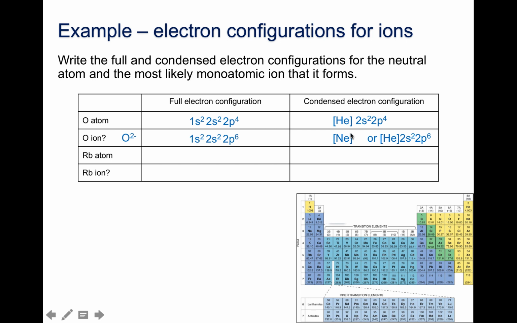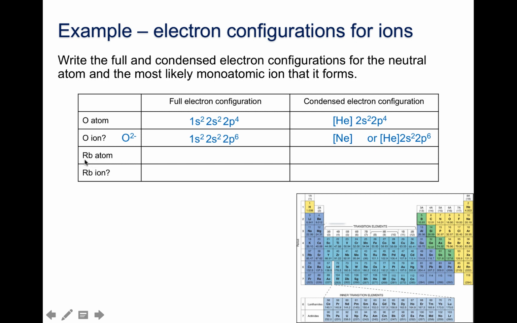Or you can write the condensed electron configuration. I'm not specific about which way you write it. You can either just put neon in brackets to indicate that it has the same electron configuration as neon. I've also seen Alex write it like this: helium 2s2, 2p6. So if you start at helium, 2s2, 2p6, that's the same as saying neon.